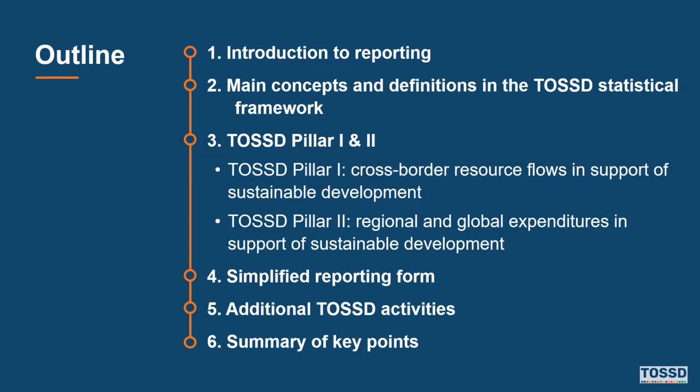This module is divided into 6 sections. Section 1 introduces you to the reporting more generally. Section 2 presents the main concepts and definitions used in the TOSSD statistical system. Section 3 presents the 2 pillars included in TOSSD. Pillar 1 on cross-border resource flows in support of sustainable development, and Pillar 2 on regional and global expenditures in support of sustainable development.